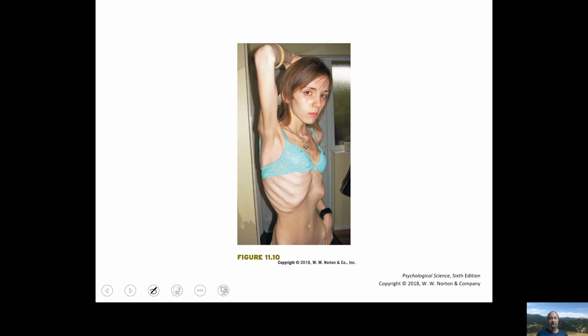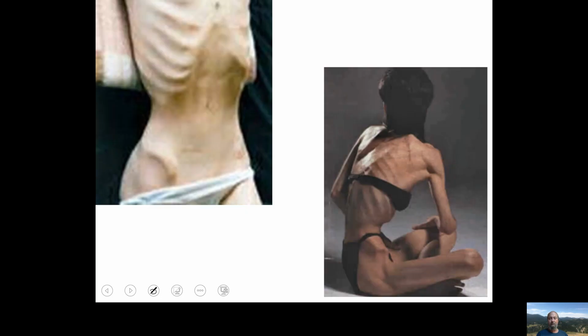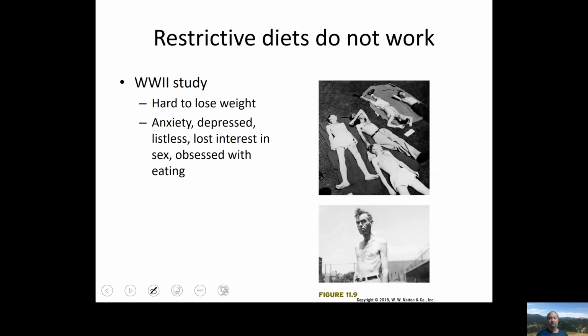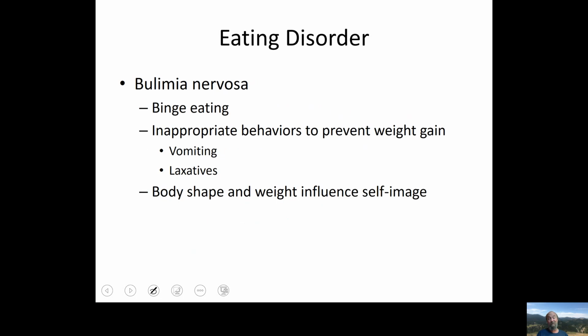Yeah, it's hard to look at in a way, isn't it? I mean, they really look like these folks. They look like the concentration camp people. And it's the way they sort of are.